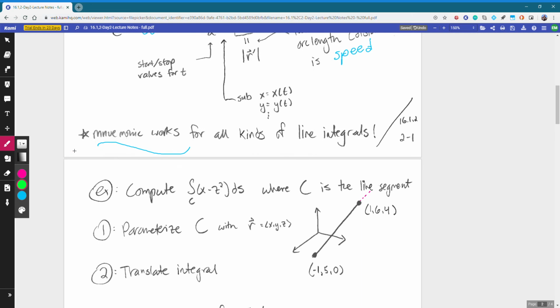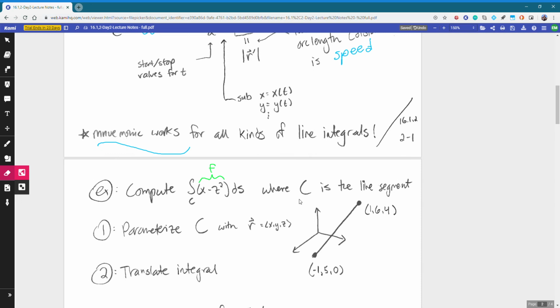Okay, so here, let's compute a line integral where this is our function, this is our information that we have at each point along our curve. And in this case, our curve is this line segment between these 2 points. I haven't tried to graph this very accurately, just from negative 150 up to 164.